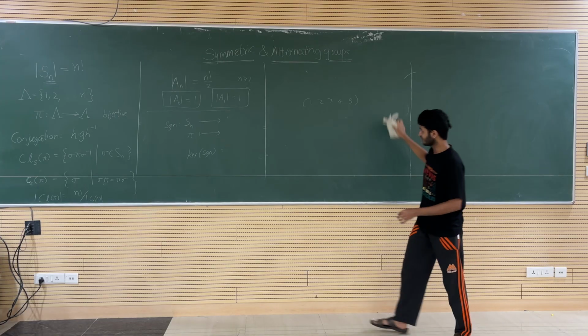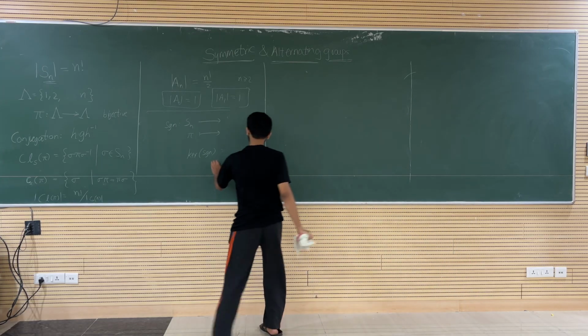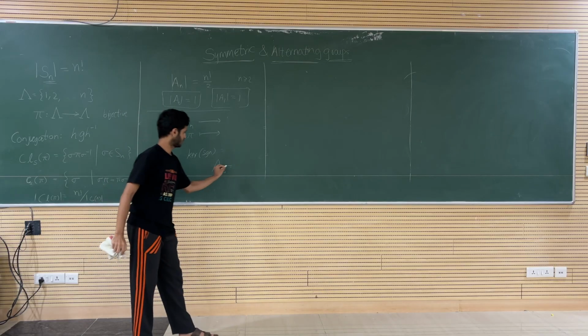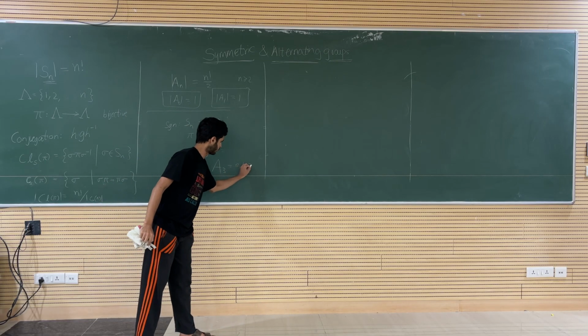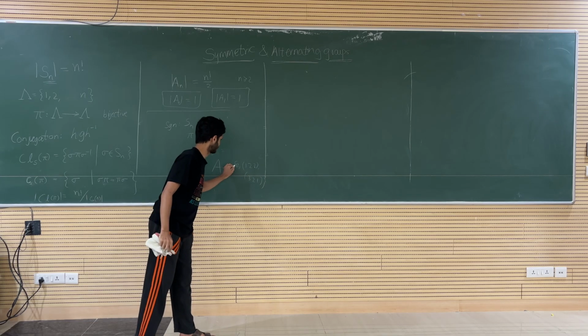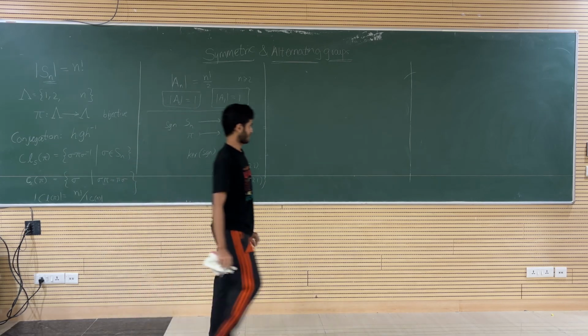Clear? So what is A3 then? We just solved an example, right? What is A3? It's just the identity, (1 2 3) and (1 3 2). This will be my A3.